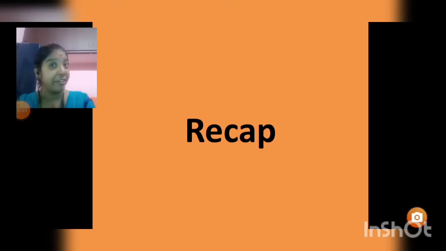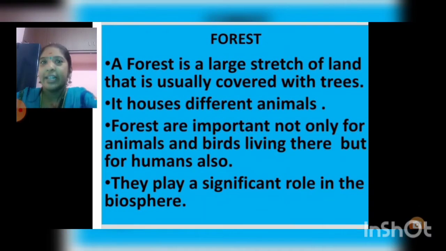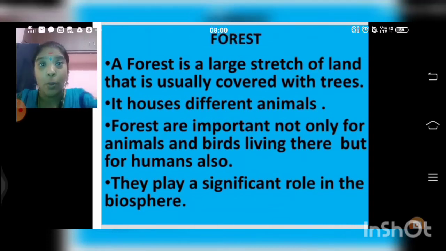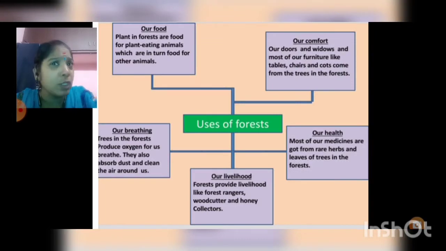Let's get into the recap session. In the last video you learned about what a forest is. A forest is a large stretch of land that is usually covered with trees. It houses different animals. Forests are important not only for the animals and birds living there but for humans also. They play a significant role in the biosphere. So these are the things we have learnt about the forest.